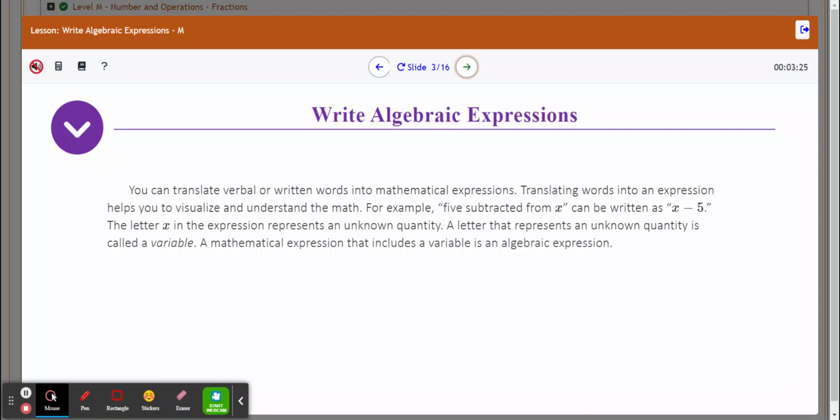Lesson 24, write algebraic expressions. So an algebraic expression is basically you're taking verbal or written words and turning it into a math problem, into a mathematical expression. And you do this using a combination of letters and numbers to show your equation.